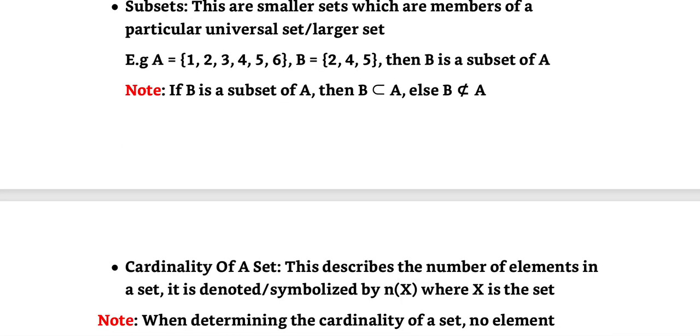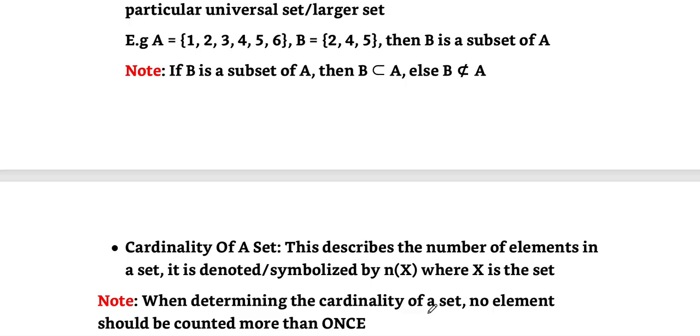So next in this video, we are going to look at how to determine the cardinality of a set. It's a simple thing, right? Cardinality of a set is simply defined as the number of elements in a set without counting repeated elements twice. That's a key fact about it, and you should know the symbol it is denoted by, right? It's denoted by n(X), where X is the set. So when determining the cardinality of a set, no element should be counted more than once. Repeated elements should be counted once, right? So we're going to look at examples.